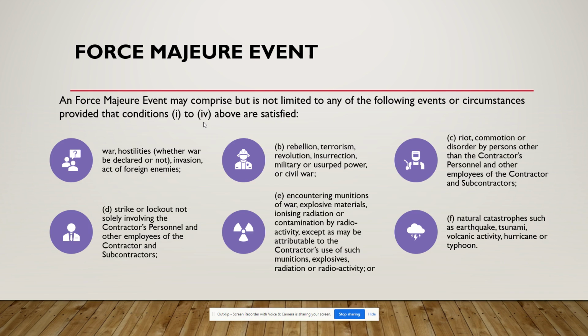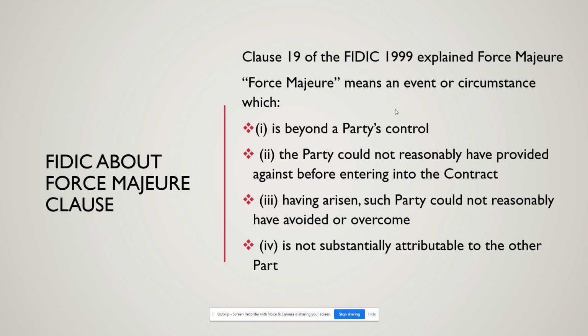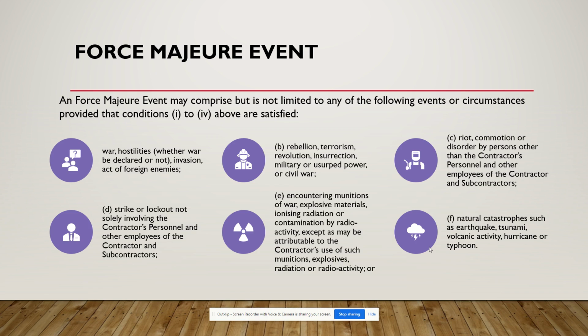Maybe the other circumstance can also come if it satisfies the following conditions. That is, it is beyond the party's control, or the party could not reasonably have provided against it, or such party could not reasonably have avoided it, or it is not substantially attributable to the other party. If it satisfies those conditions, even if it is not among the force majeure events provided by the FIDIC, you can still say it is a force majeure event. That activity can be called a force majeure event.